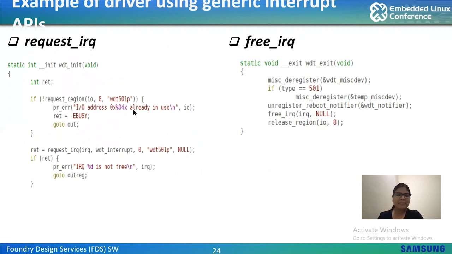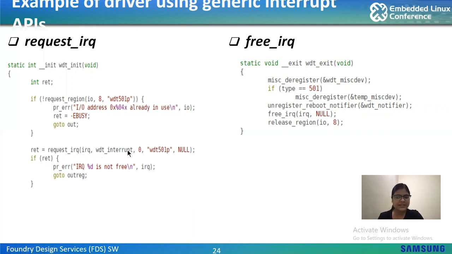Let us take a simple example to understand how a device driver uses these generic APIs. Here, in the WDT device driver, we can see the wdt_init function calls the generic API request_irq to register the interrupt. Here we can see the same parameters. This way, the generic interrupt subsystem helps in the implementation of an interrupt handler without the need of knowing the internal details.